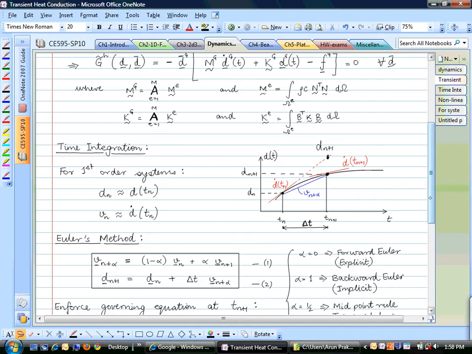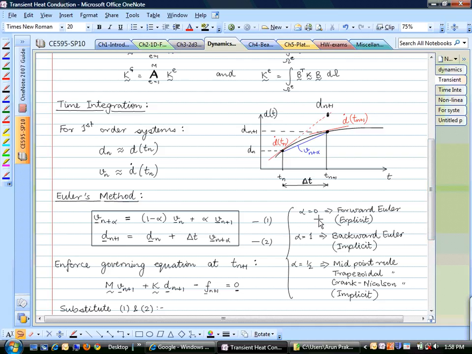Some of the common methods: what I've shown you here is with alpha equal to 0. This is called the forward Euler method.